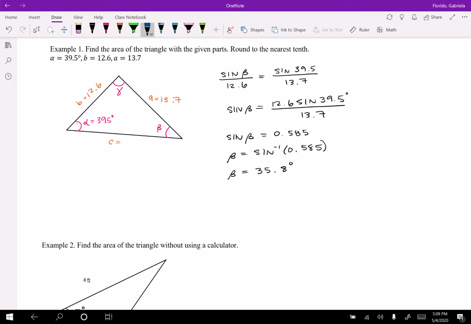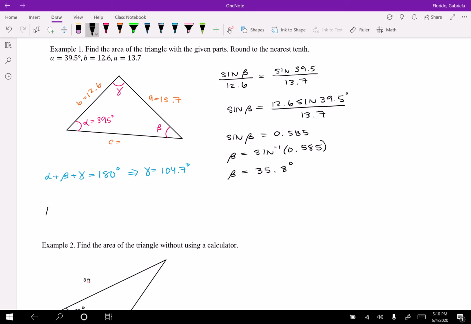And so we have that alpha plus beta plus gamma is equal to 180 degrees, which is going to give us that gamma is 104.7 degrees. All right, awesome. We know all our angles actually. So all we have to do is find the area. So now we have little a, we have little b, and the included angle gamma. So let's actually use the theorem for the area of a triangle.